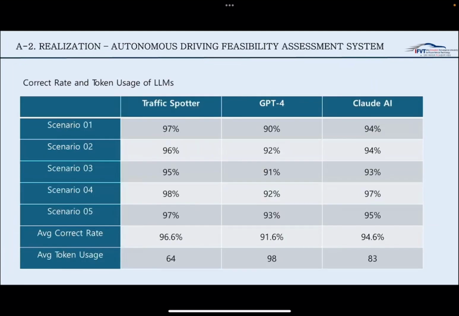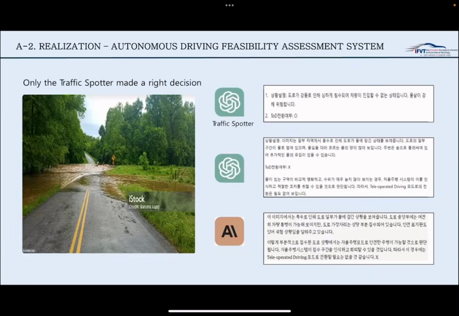Traffic Spotter outperformed general GPT-4 and Cloud AI with an average accuracy of 96.6%, which is 5% and 2% higher respectively. It also used the fewest tokens at an average of 64, suggesting lower data processing costs. This example shows a case where only Traffic Spotter made the correct decision. This image corresponds to scenario 3, which requires a TOD transition. However, the other 2 models, GPT-4 and Cloud AI, answered X with wrong analysis. And their response formats are not fixed, which can cause software errors when extracting data.